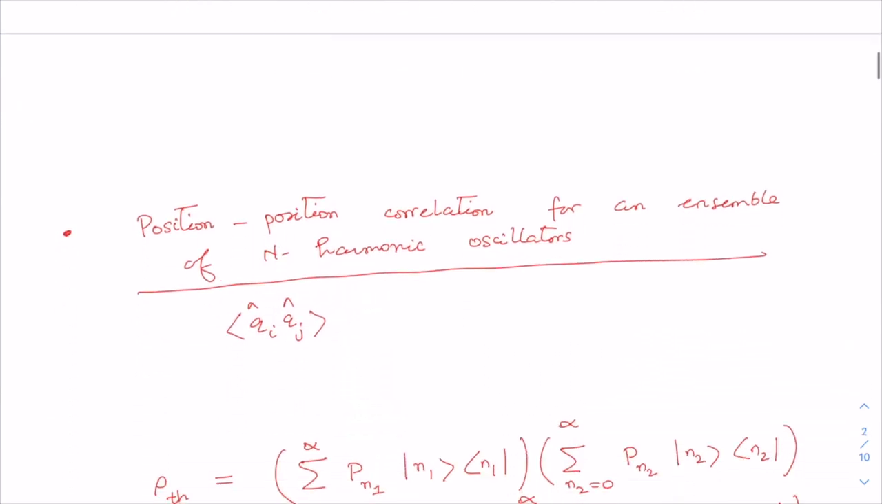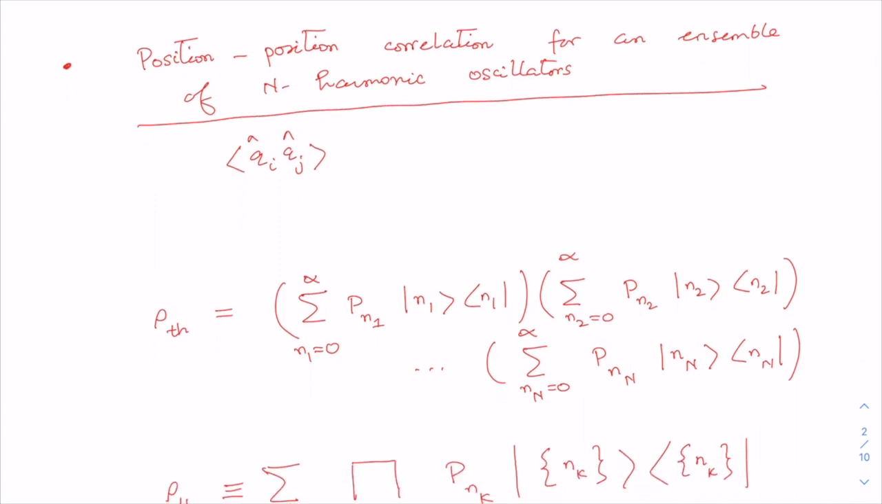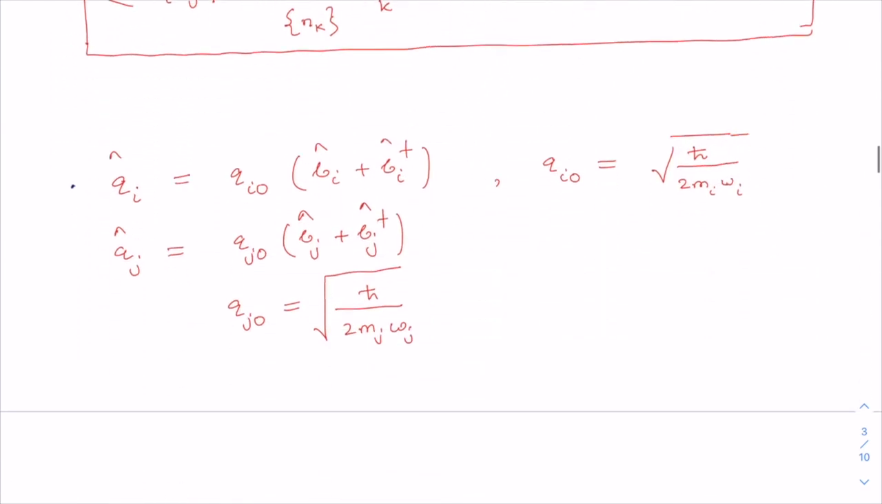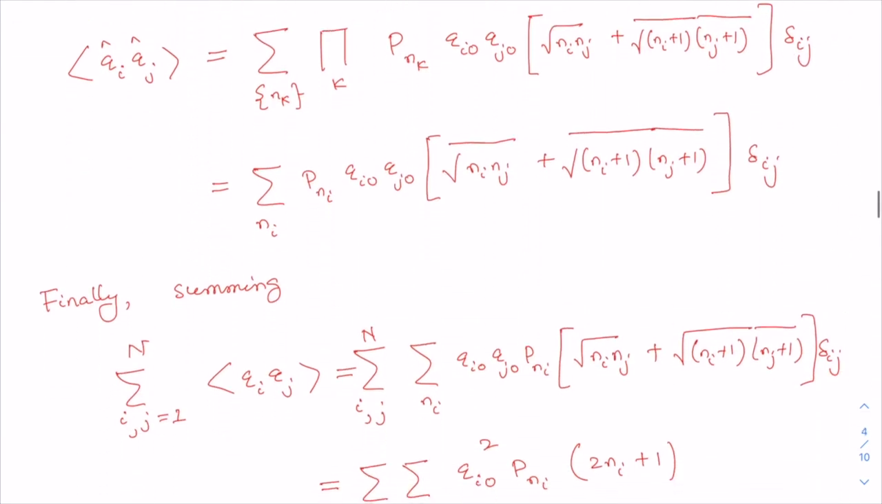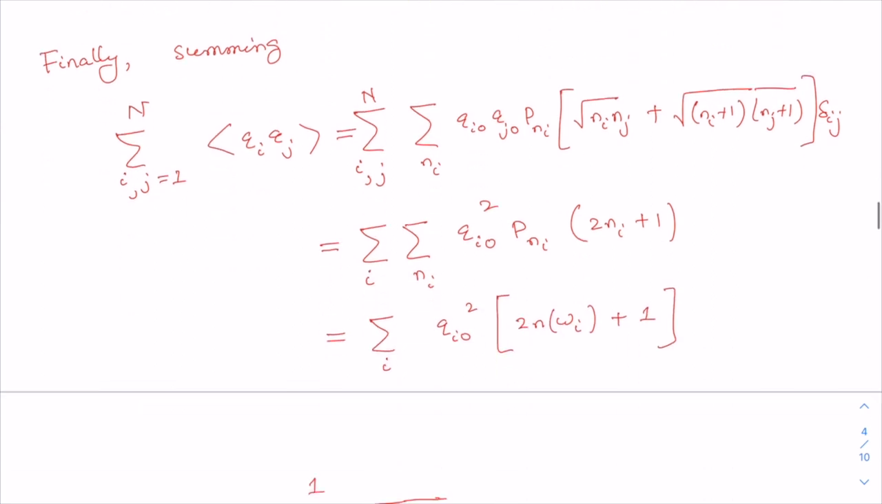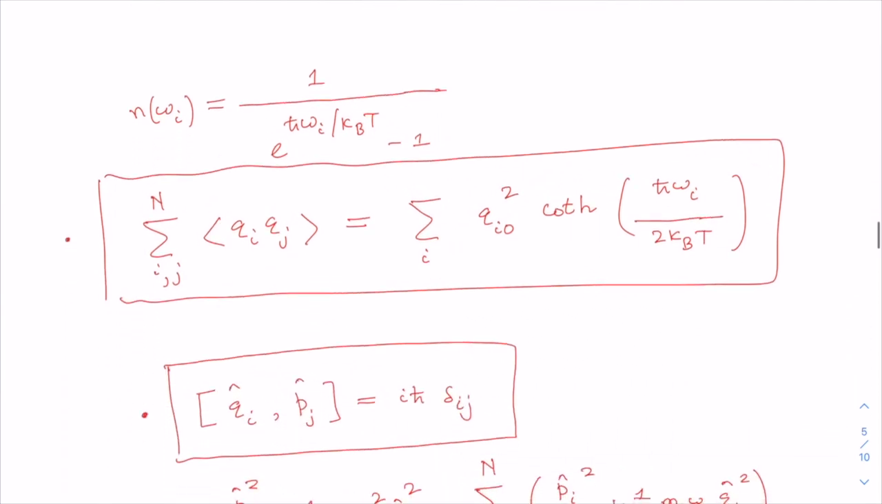After that, we worked out the position-position correlation function for an ensemble of n harmonic oscillators, and first we started by calculating the expectation value of the product of two position operators for the ith and the jth oscillator. We have expressed the position coordinate in terms of the quantum annihilation and creation operators, and thereby we arrived at the expression for the expectation value of qi and qj, and finally summing it over all oscillators, we got the expression and we expressed it in this particular form here.